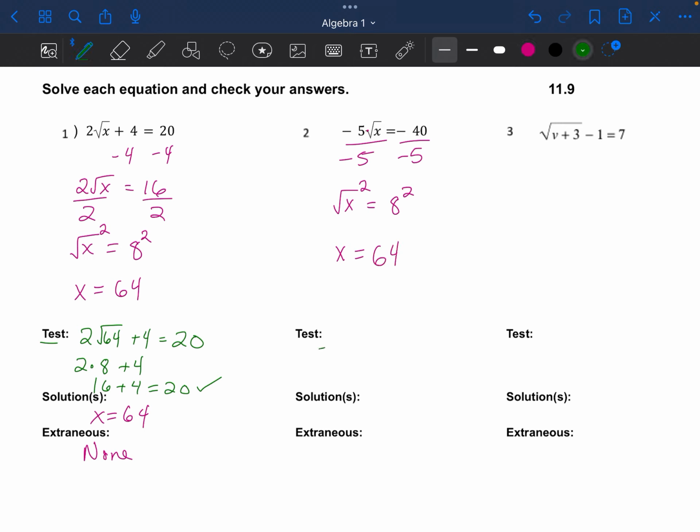Testing our solution, plugging it back in: -5 square root of 64 equals -40. Just replacing that x. Square root of 64 is 8. -5 times 8 is in fact -40, so just like the last one, x equals 64 is a solution. There's no extraneous because they worked.